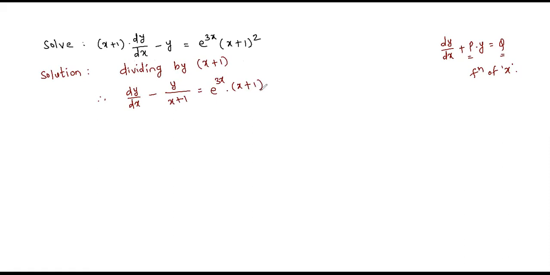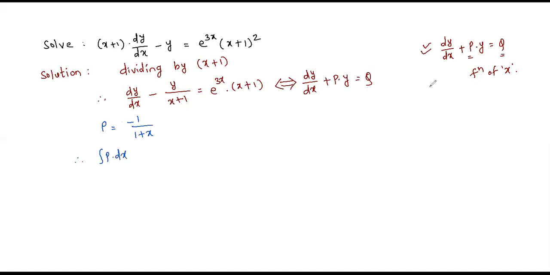Now, if you compare this with our Leibniz form, this is nothing but a Leibniz equation. So if you compare this with our standard format, dy by dx plus p into y equals q, what will I get? I will get p equal to minus 1 upon 1 plus x, right? Therefore, what will be the integration of p into dx?